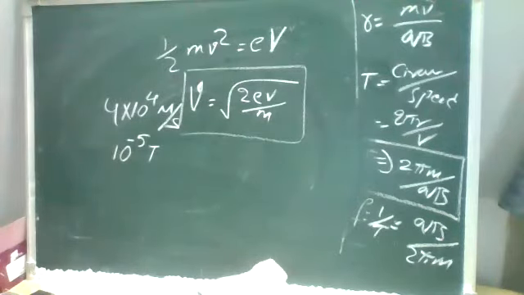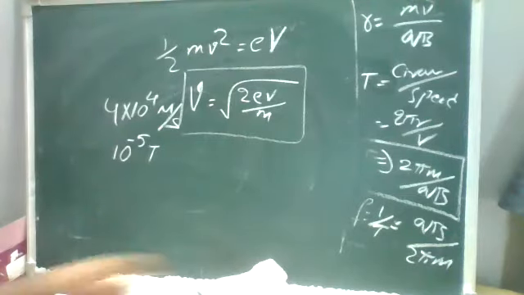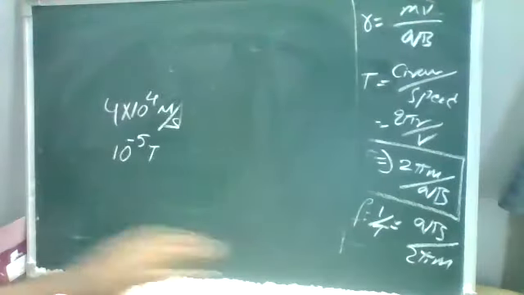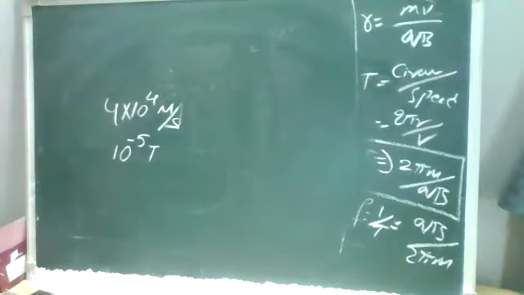Can you repeat, sir? Yes, I'll repeat. An electron moving horizontally with a velocity of 4 into 10 power 4 meter per second enters a region of uniform magnetic field of 10 power minus 5 Tesla, acting vertically downwards as shown in the figure. Draw its trajectory, the path, and find out the time it takes to come out of the region of magnetic field.